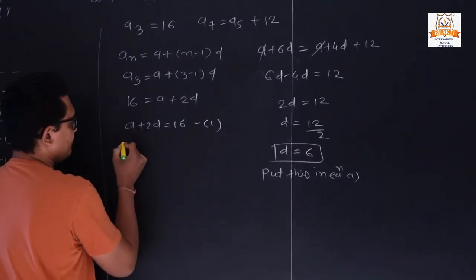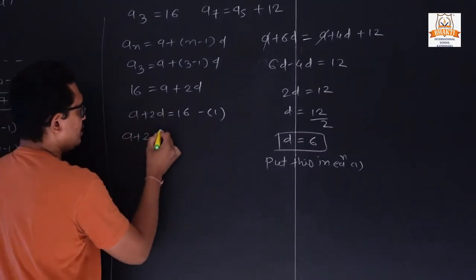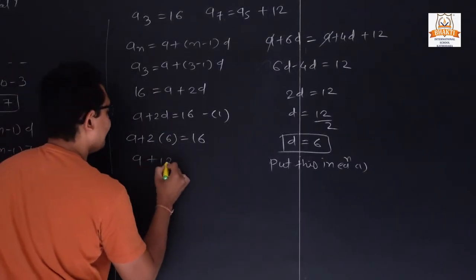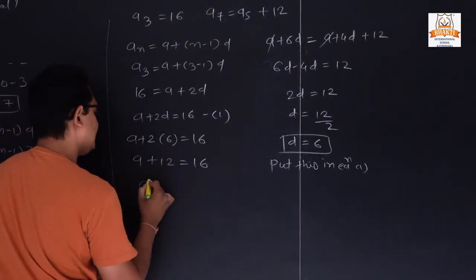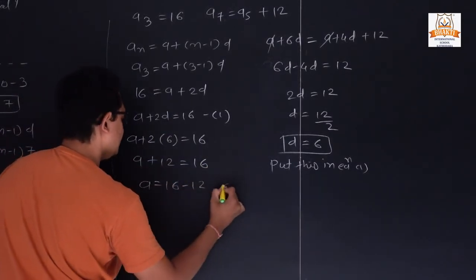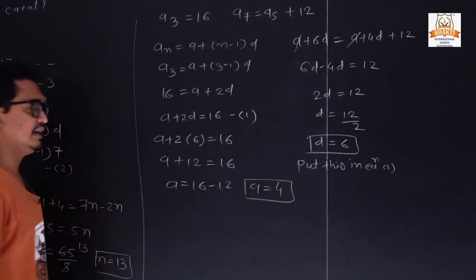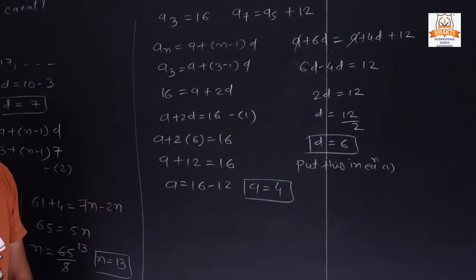So what is a, and what is the value of d? 6 2s are 12. So this 12 goes to the other side, so it becomes minus. So what is the value of a? It is 4. Clear? So now we want to make the series.